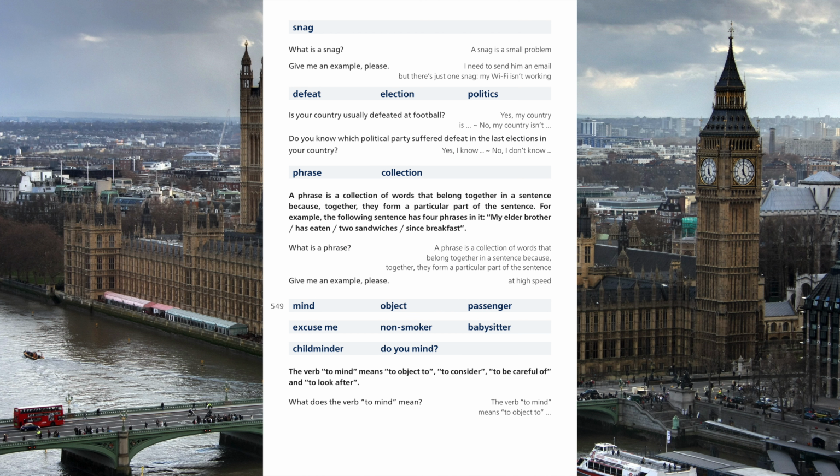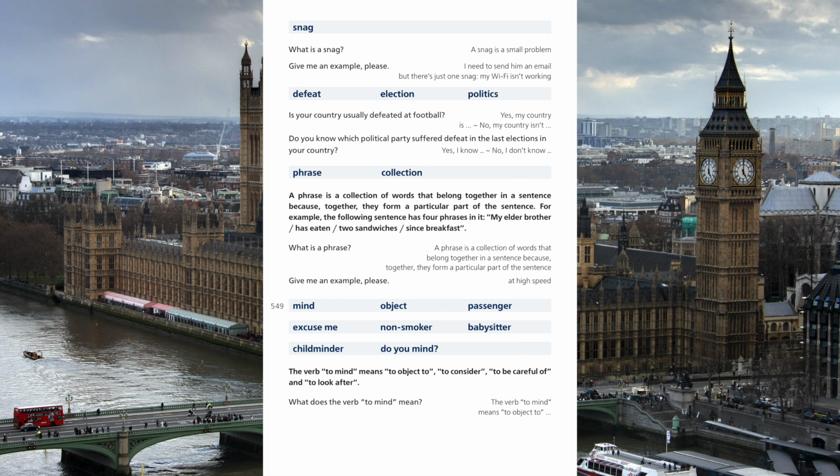Defeat. Election. Politics. Is your country usually defeated at football? Yes, my country is usually defeated at football. Do you know which political party suffered defeat in the last elections in your country? Yes, I know which political party suffered a defeat in the last elections in my country.